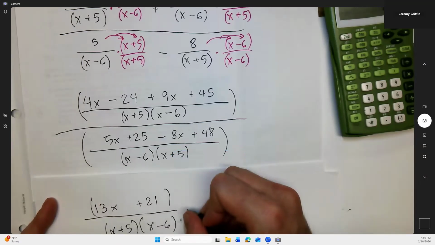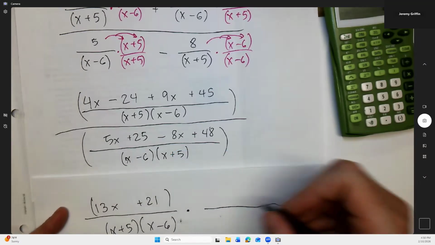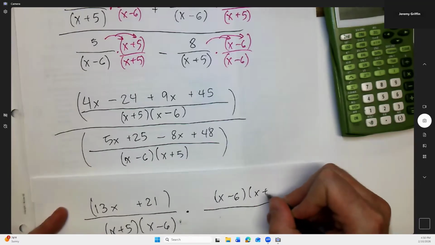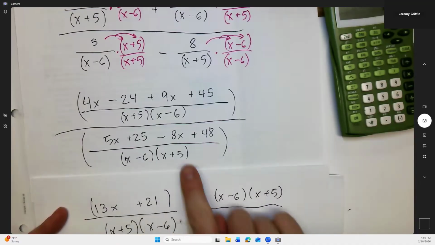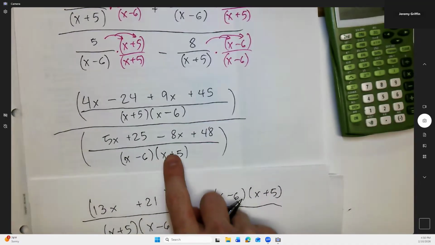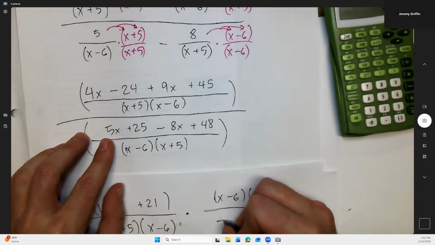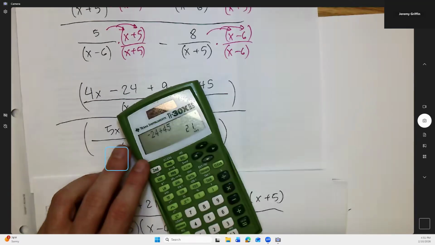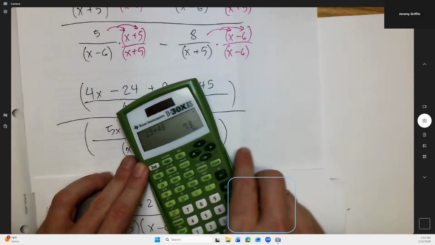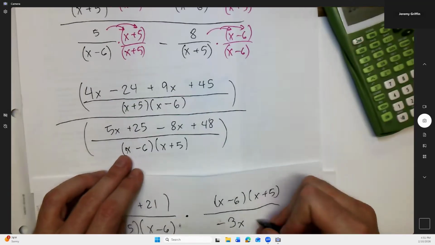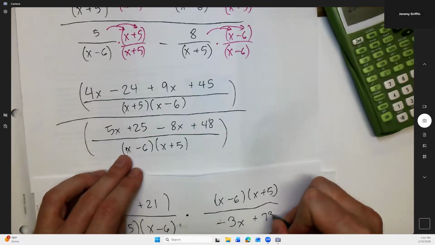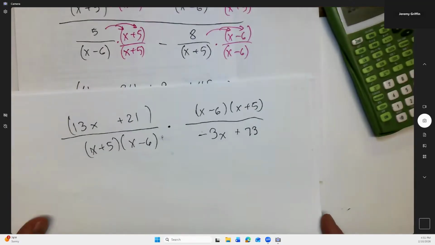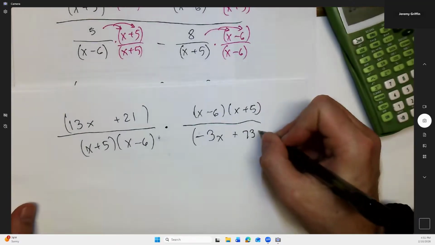I'm going to multiply this by, and here I got x minus 6, x plus 5. Just this right here. And then here's the same thing, clean this up a little bit. This is negative 3x, and then 25 and 48 is 73. So plus 73. Is 73 prime? I think it is. I can't think of anything that multiplies to that.